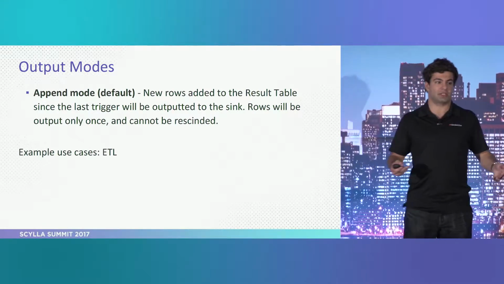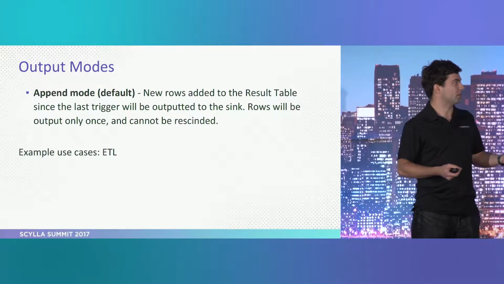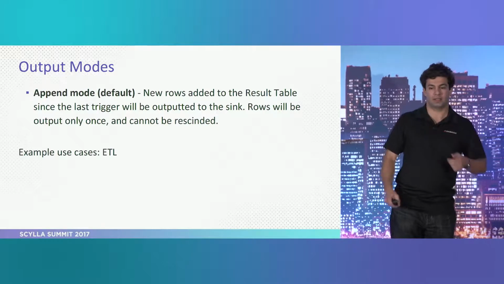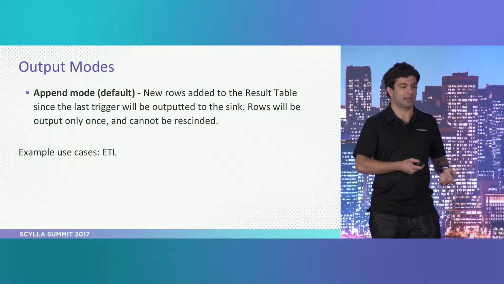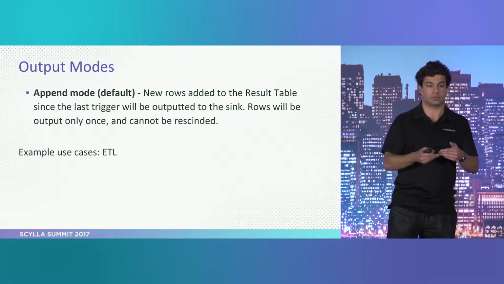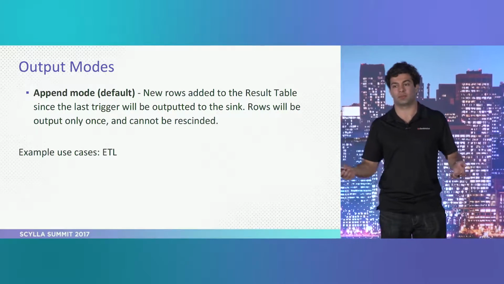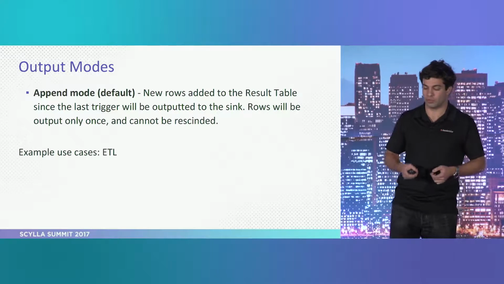And the example use case here is ETL. Append mode is the default mode. So basically, if you're doing aggregations, you can only output once your result is guaranteed not to change. Or if you're just doing map-only transformations, you'll use append mode.